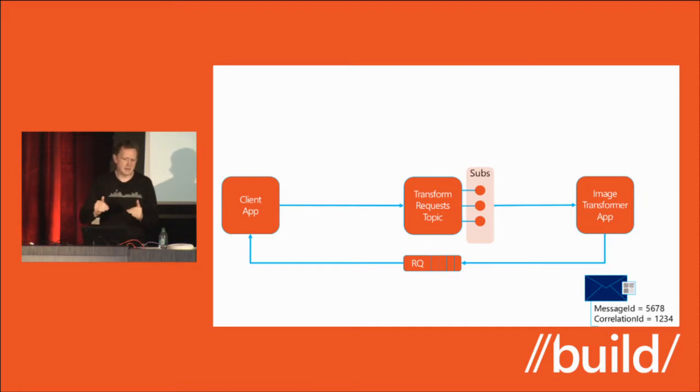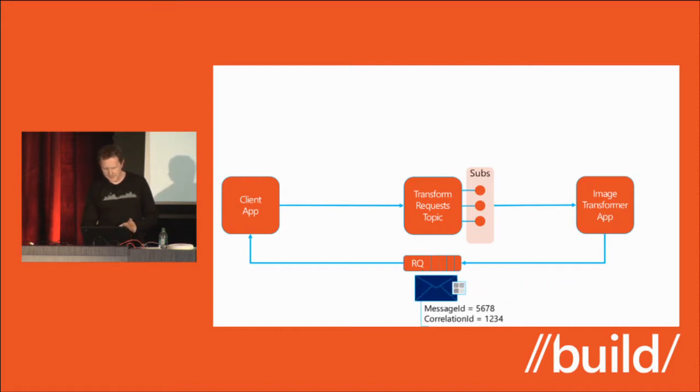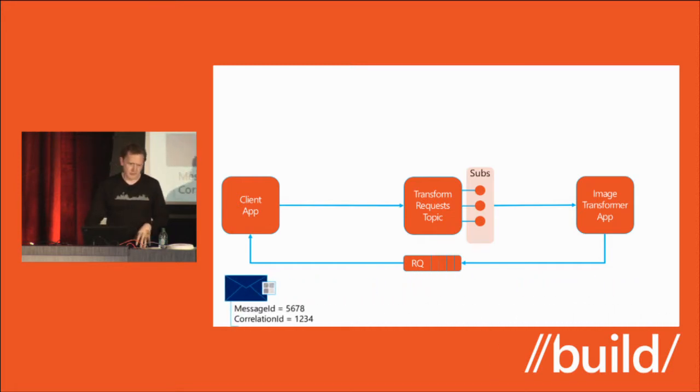So it's got its own message ID, and it's set the correlation ID to be the ID of the source message so that the client can correlate the request and response. So that's the basic pattern, and then the response message goes back.